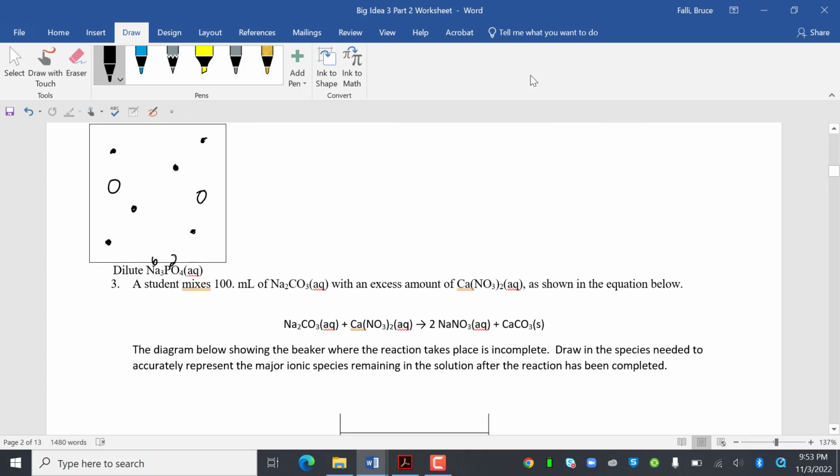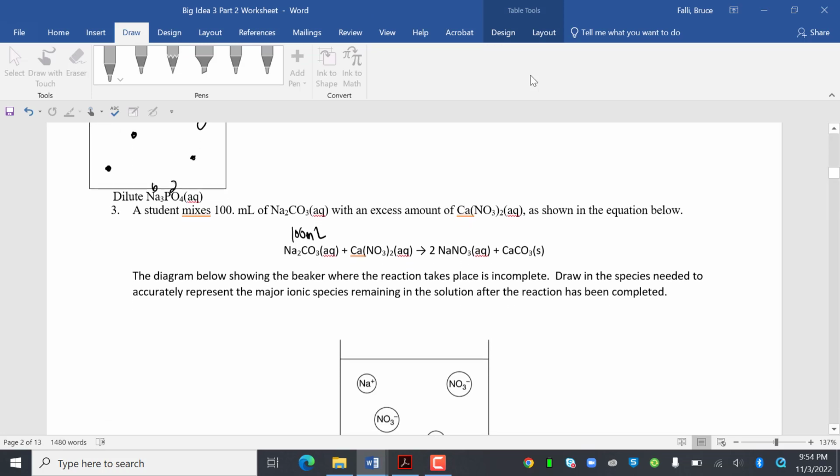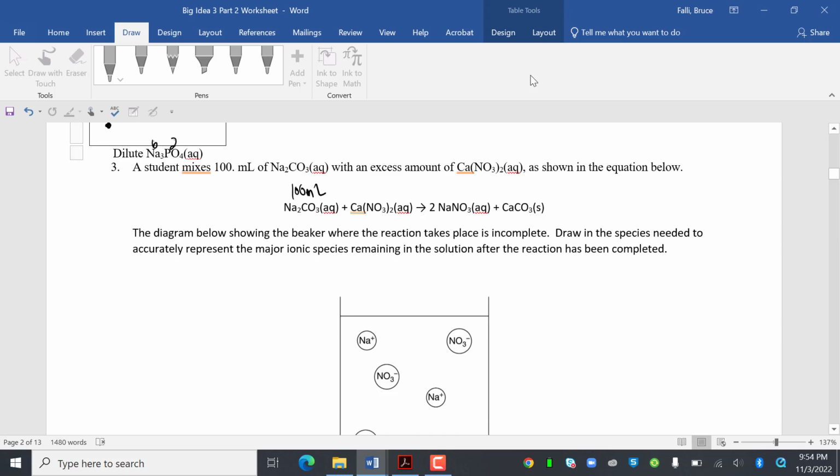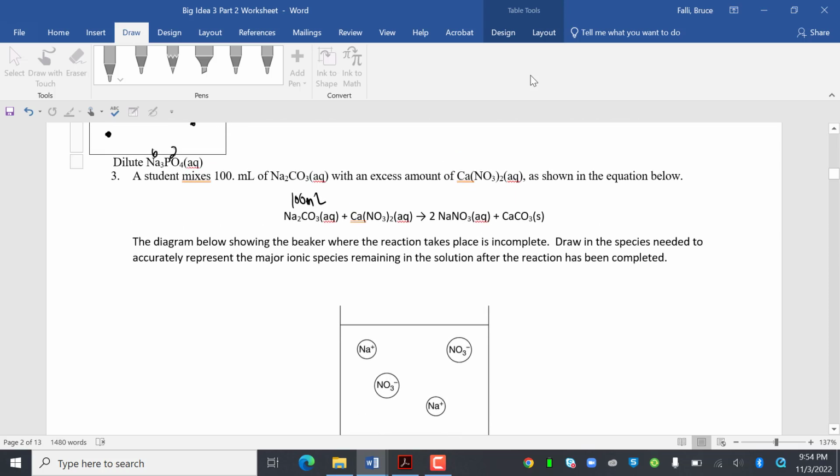Good. Student mixes 100 milliliters of Na2CO3 with an excess amount of calcium nitrate. The equation shown below. Okay, 100 milliliters, but it doesn't give me a molarity. With an excess of that, I get a precipitate. The diagram showing the beaker where the reaction takes place is incomplete. Draw the species needed to accurately represent the major ionic species remaining. So an excess. So I have excess to this.